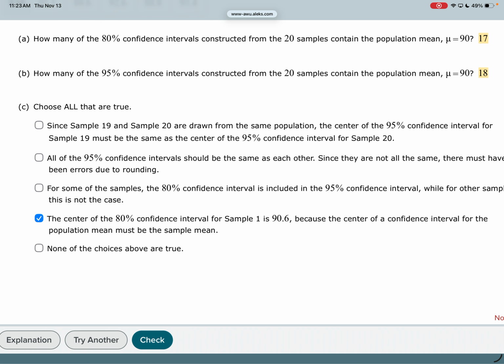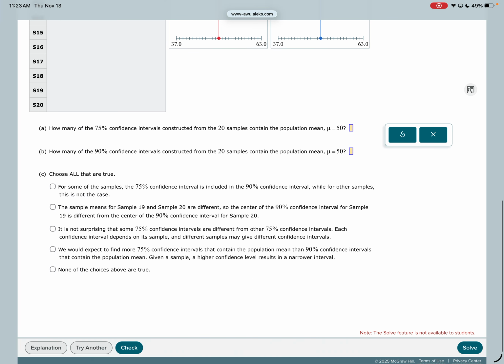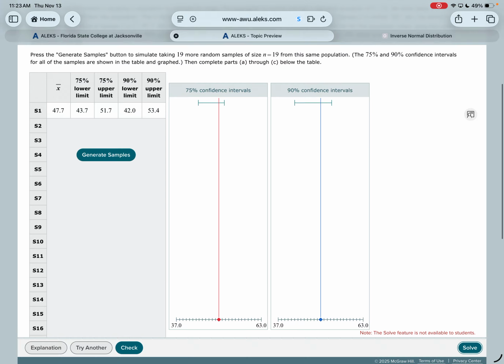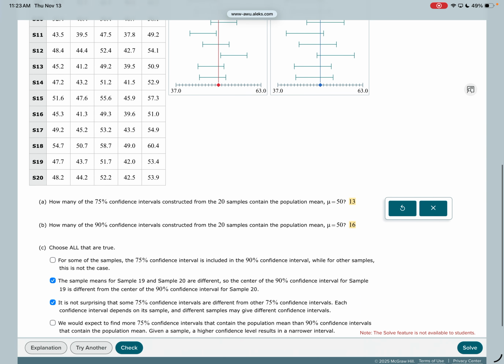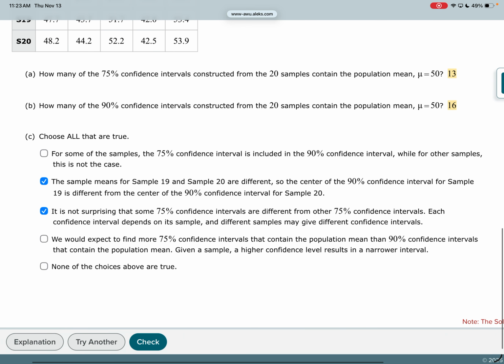Yes, we're trying to guess based on a sample what the population should be. Let's go through one more scenario here. This one is 75%, 90%. There are 13 that hit it at the 75% and 16 that hit it at the 90%. So for some of the samples, the 75% confidence interval is included in the 90%. For others, it's not the case.